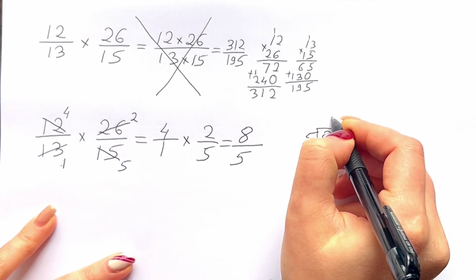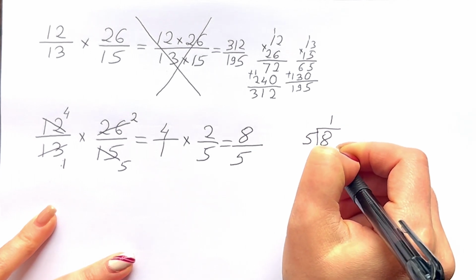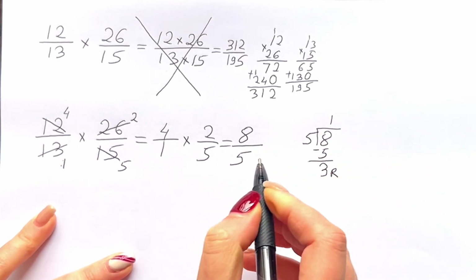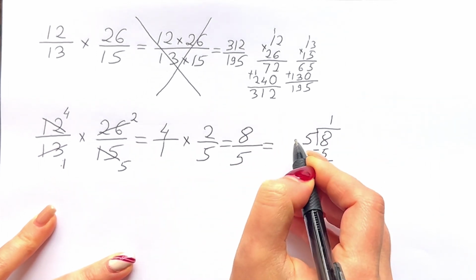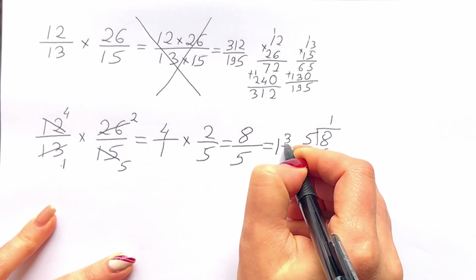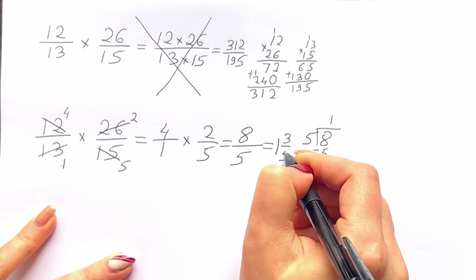5 goes to 8 1 time. 1 times 5 is 5. We subtract to get the remainder, which is 3. How many times does 5 go into 8? 1 time. The remainder goes to the numerator, and the denominator stays the same.